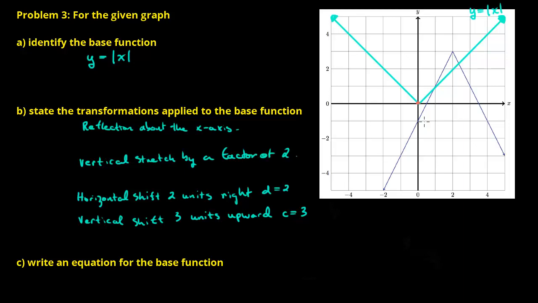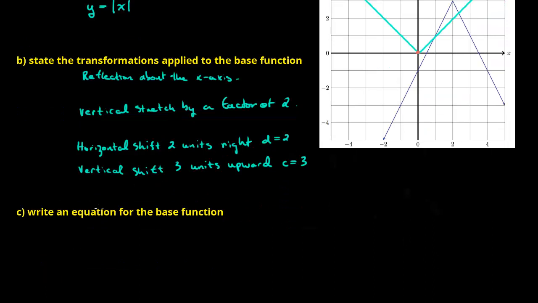We can also think about this as a horizontal dilation by a factor of 1/2. So I can think about this as a horizontal compression as well. But if I think about it as a horizontal compression, then there's no vertical stretch. So it's kind of tricky here because this can be thought of as either a vertical stretch or a horizontal compression. Lastly, let's go ahead and write an equation for the function.